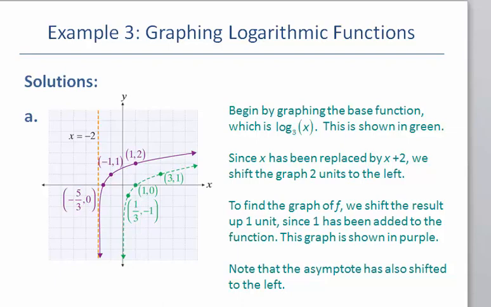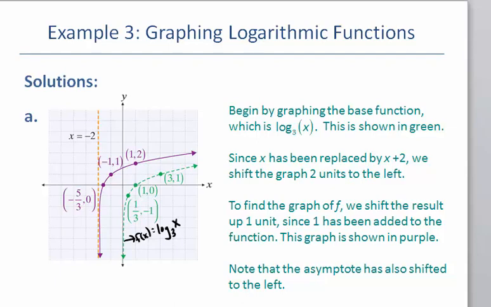Okay, so here we go. The graph in green is the original graph. This is the graph of log base 3 of x, the one that we drew on the previous example. Now, we said that the graph needed to move to the left 2 places. So look at your points. We're going to move these points to the left 2 places and then up 1.